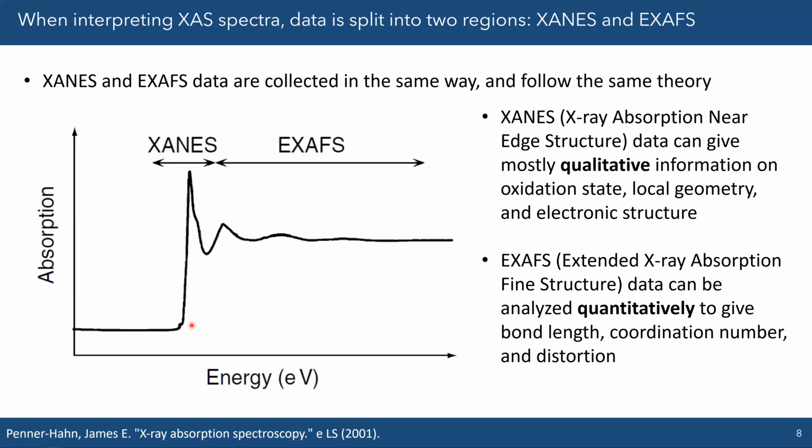And then the other region is the EXAFS data, the extended X-ray absorption fine structure. It incorporates these wiggles as we go to higher energies away from the edge energy. That's the EXAFS data. Each region can tell us very different things about our material system. XANES is usually analyzed more qualitatively and can give things like oxidation state, local geometry, and electronic structure. Whereas EXAFS is usually analyzed quantitatively, and it can give information such as bond length, coordination number, and distortion.